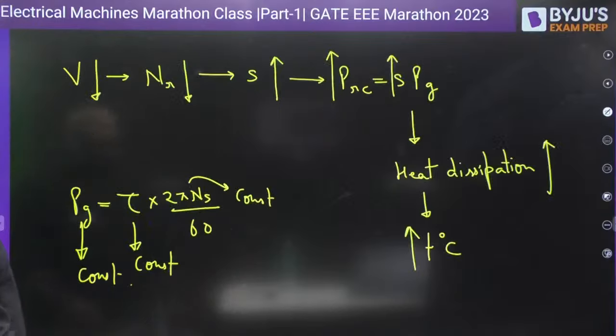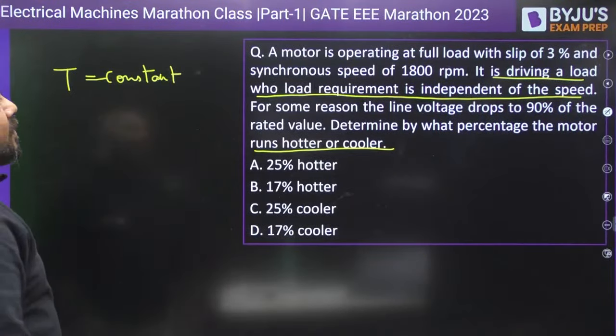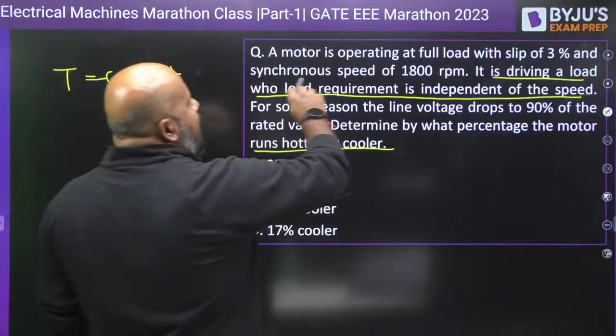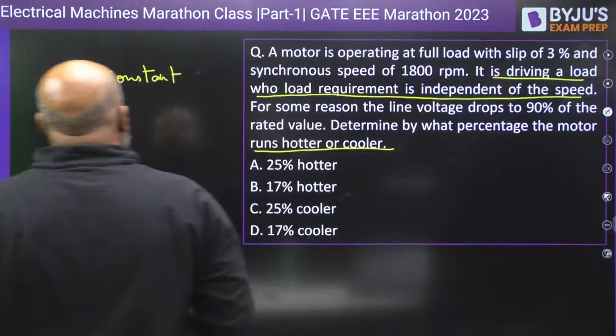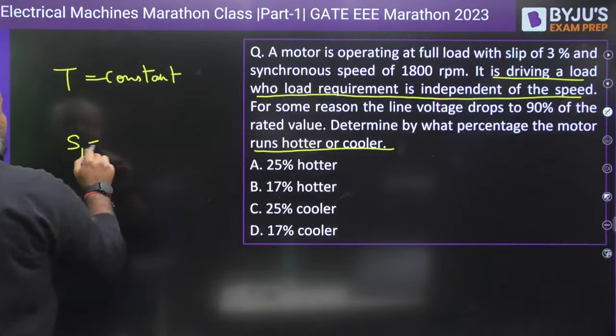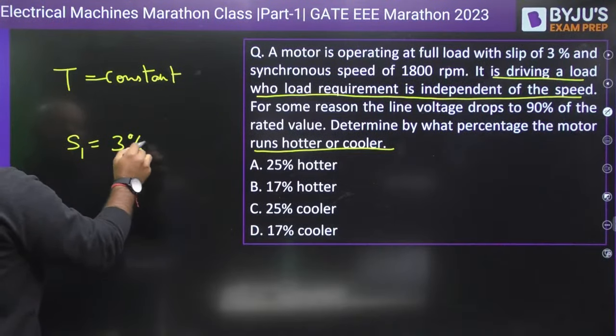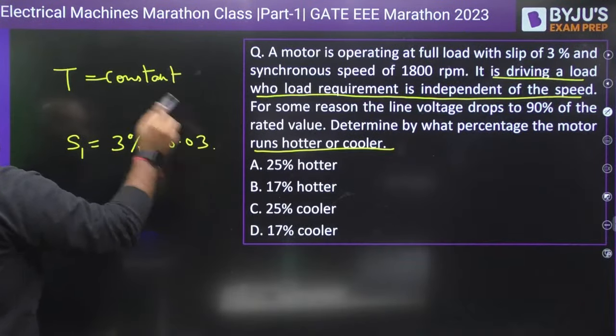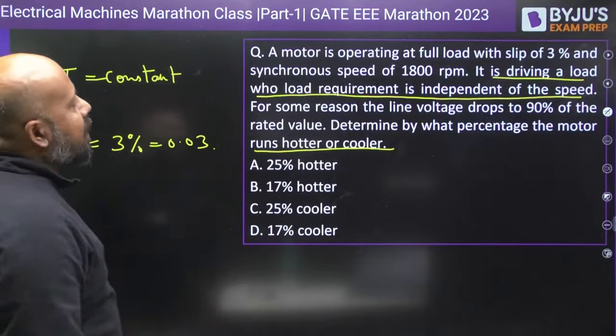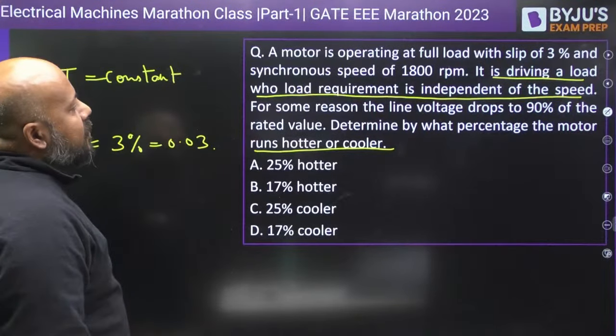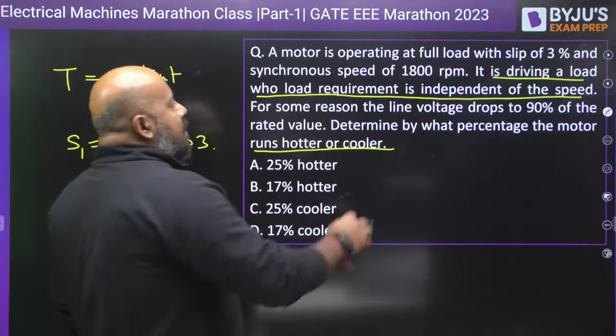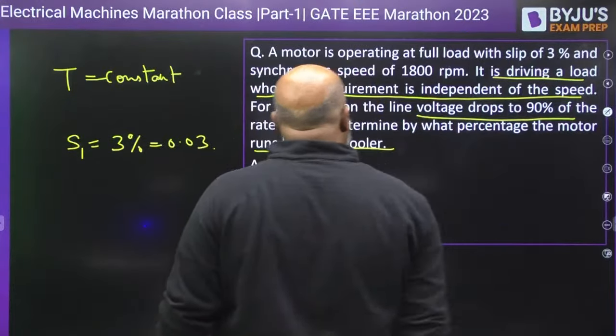What is going to be the slip in the first case? A motor is operating at a full load slip of 3%. So the starting slip he is already giving you as 3%, 0.03. Now you have to find the slip when there is a voltage drop to 90%.